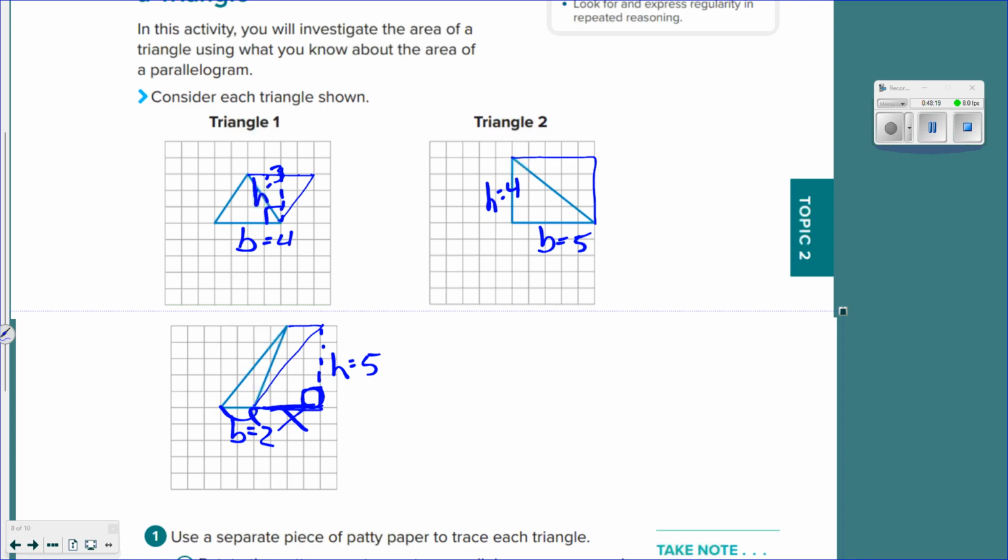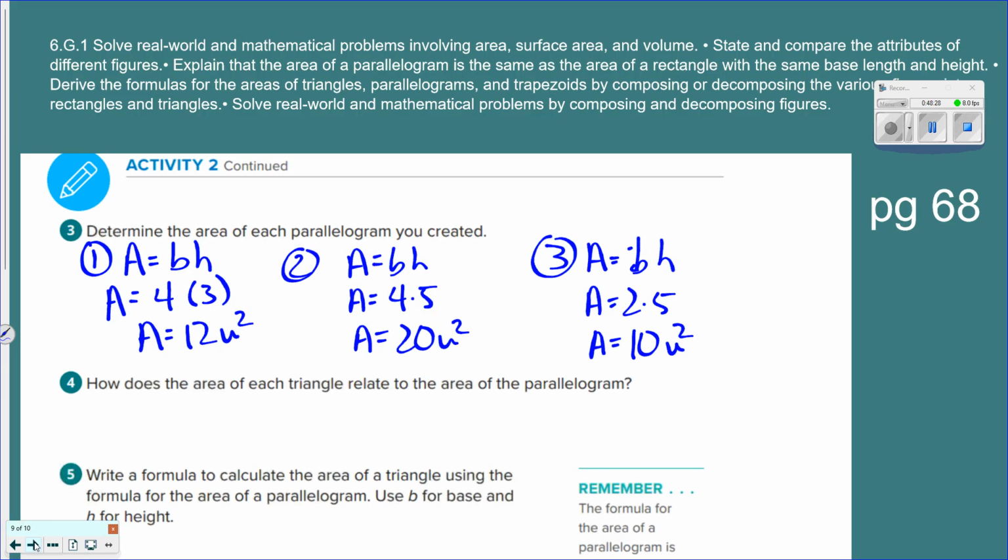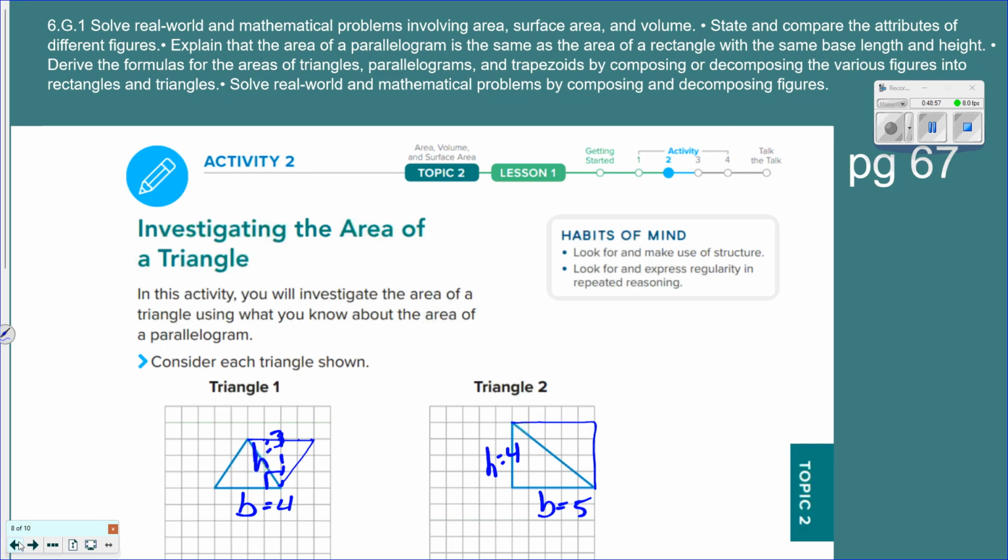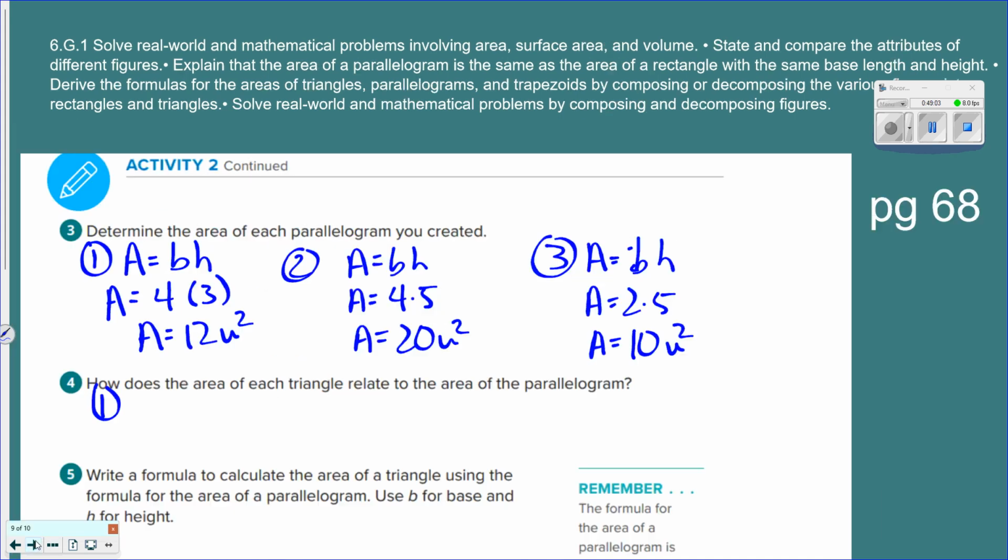Okay? Now, if I look at those, how does the area of each triangle relate to the area of those parallelograms? Well, how many triangles did I draw for each of those? 2. So, if I had the area of the parallelogram, what would the area of that triangle be? So the first one, the parallelogram was 12 units. What's the triangle going to be? Guys, this whole thing is 12. What's this part? 6. Is that hard? Am I missing something? The second one, the whole thing was 20, so the triangle piece is going to be 10.